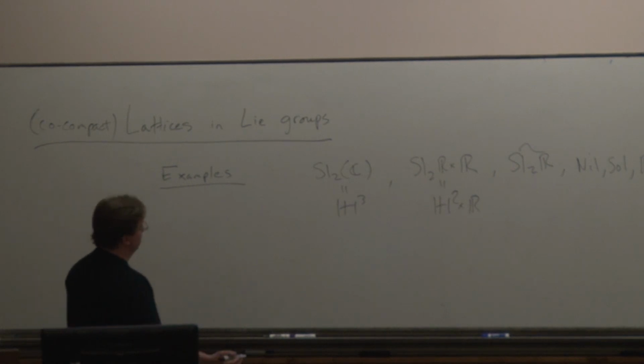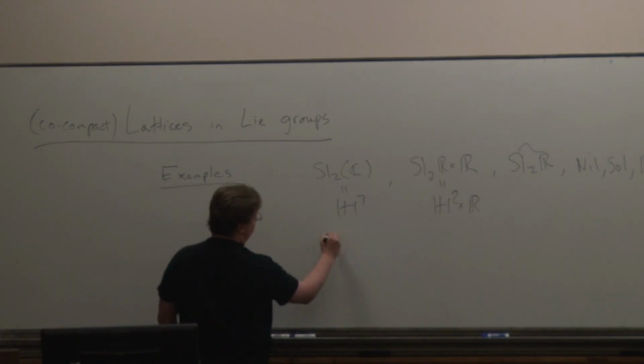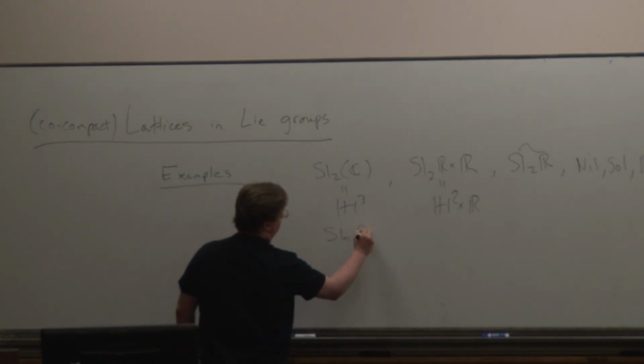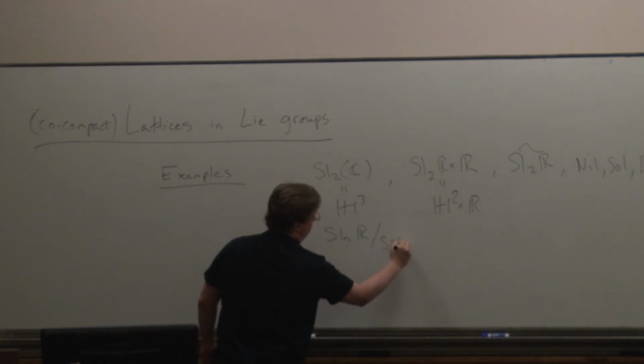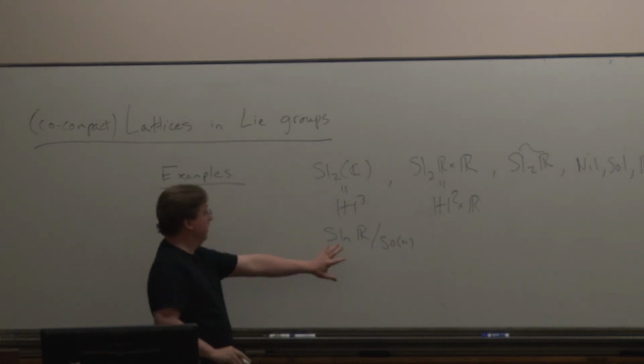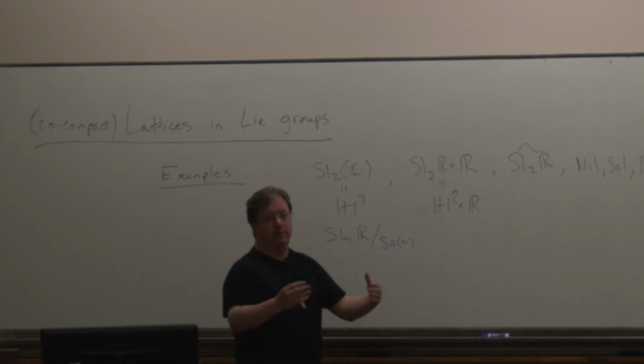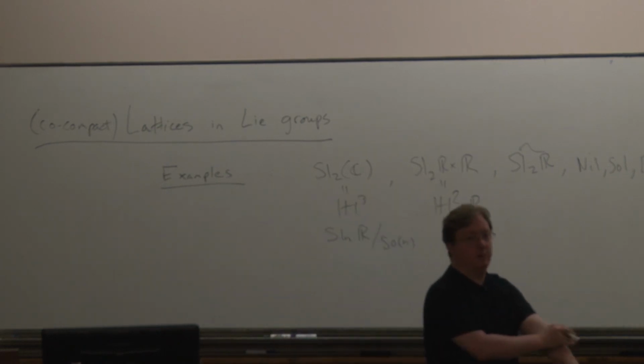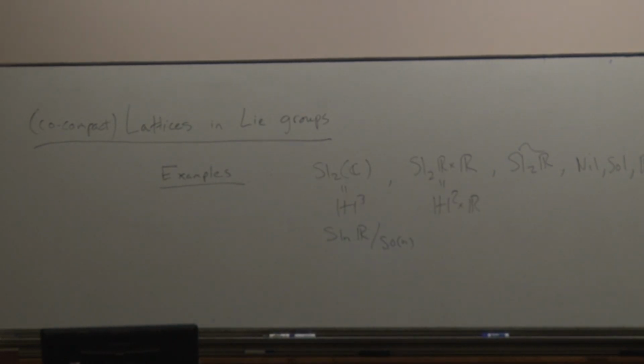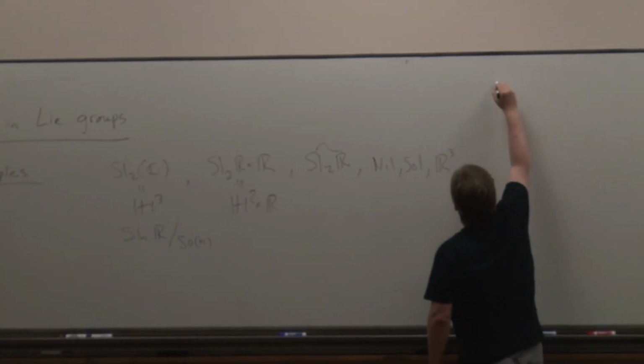There are also, of course, higher dimensional examples, famous locally symmetric spaces, say SLNR modulo SON, or if you want to think about it as the group, just SLNR modulo some discrete co-compact subgroup.